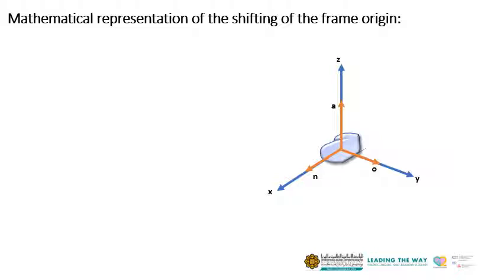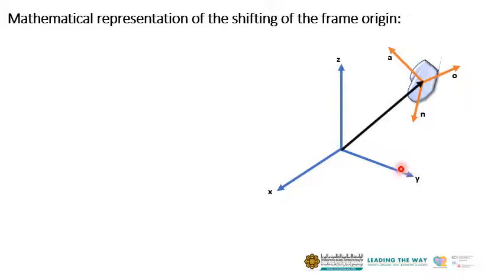For example, let's say we have a reference frame X, Y, and Z, and we have a rigid body which also has its own frame NOA, and basically these two frames are at the moment coinciding with each other. Now let us say I have removed it and put it somewhere else with a different orientation. So the position will be represented with this black color vector, which we denote as P.